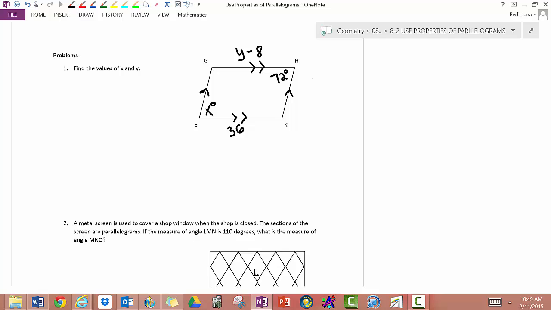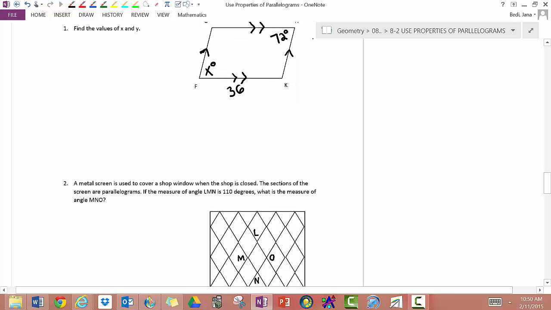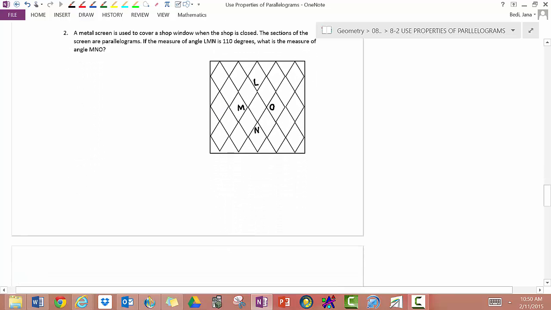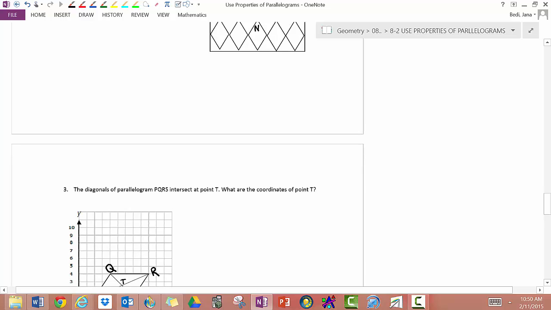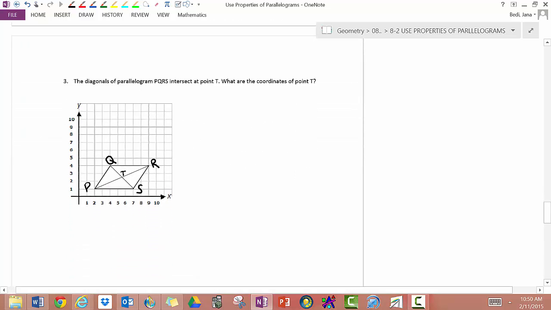Alright, in this example, ask yourself what's the relationship between segment GH and segment FK. They're the opposite sides of a parallelogram. What does that say about their lengths? What do you know about X and 72? Are they the opposite sides of a parallelogram, etc.? I think the other problems are very doable.